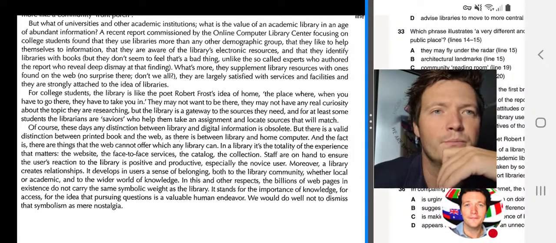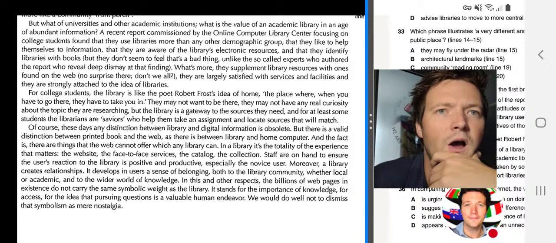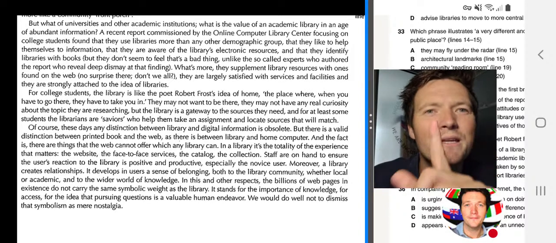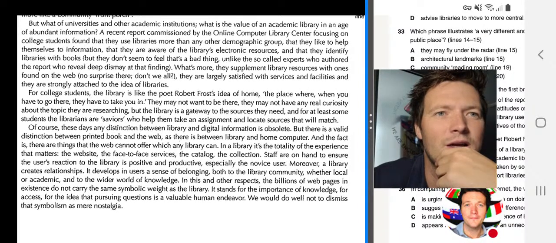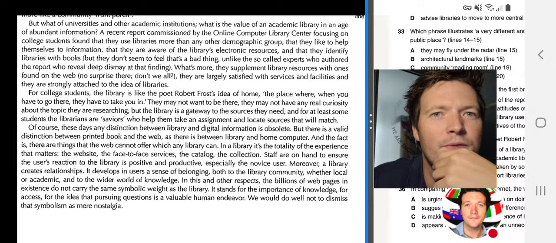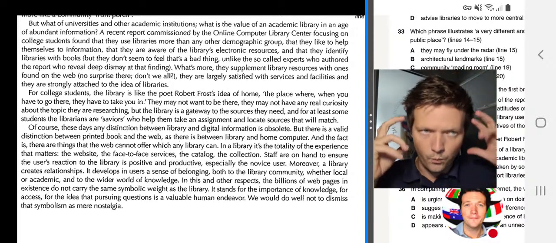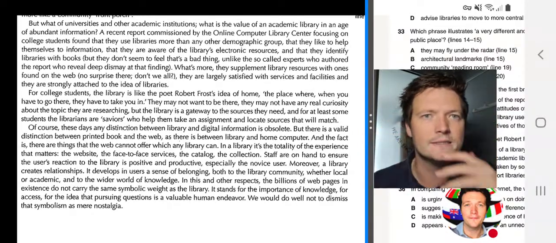Any other demographic group. That they like to help themselves to information, that they are aware of the library's electronic resources, and that they identify libraries with books in the comment, but they don't seem to feel that that's a bad thing, unlike the so-called experts who authored the report, who reveal deep dismay at the finding. Right, so just before I read on, what is the writer trying to emphasize with that comment in brackets there?